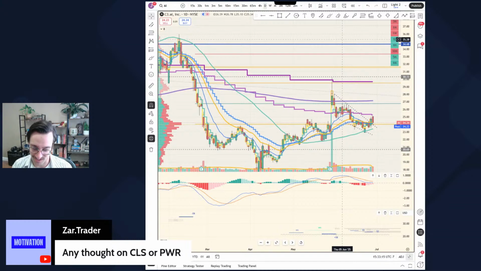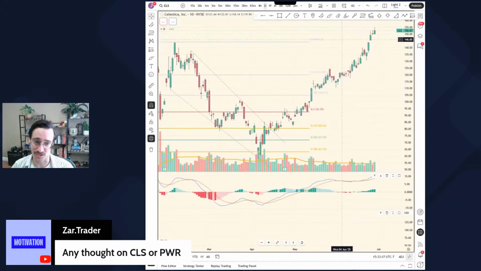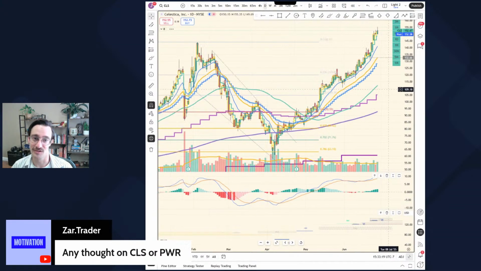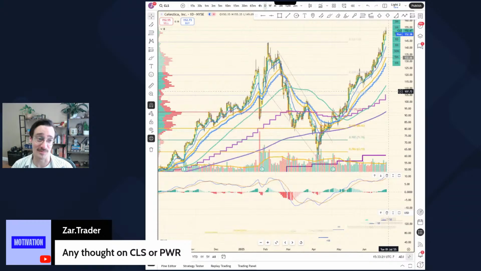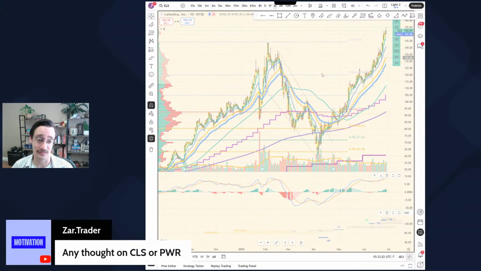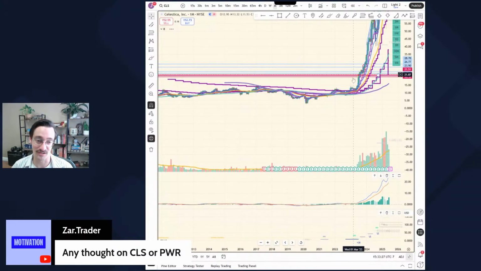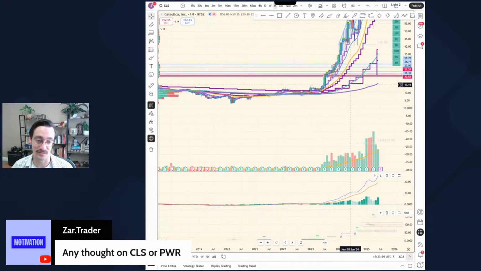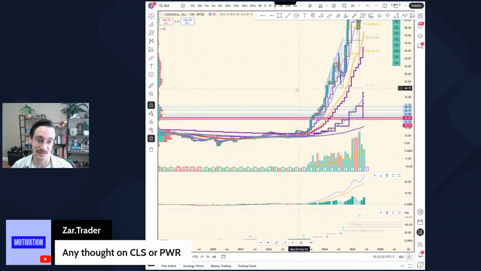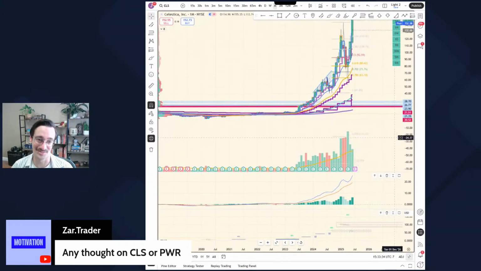Any thought on CLS or power? Yeah, CLS. I have a lot of thoughts because I was in at 14 and I sold at 24. So I'm a clown. That's my biggest thought. Look at all my lines and targets from way down here. You ever want to be depressed? That's depressing.